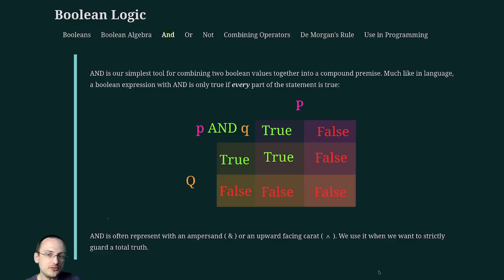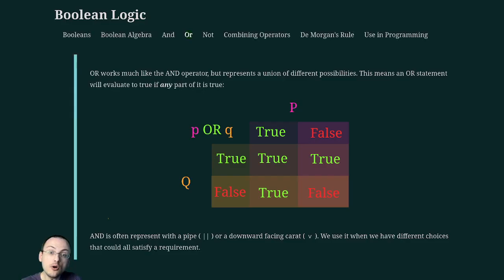So now let's contrast that with our next operator, OR. So OR is going to work a lot like AND, where we've got a P, we've got a Q, and we're doing P or Q. And these variables could be whatever name we want. But what OR is going to do is give us a union of different possibilities. It's going to say, well, this part could be right, or that part could be right. They could even both be right, but some piece of this is correct.